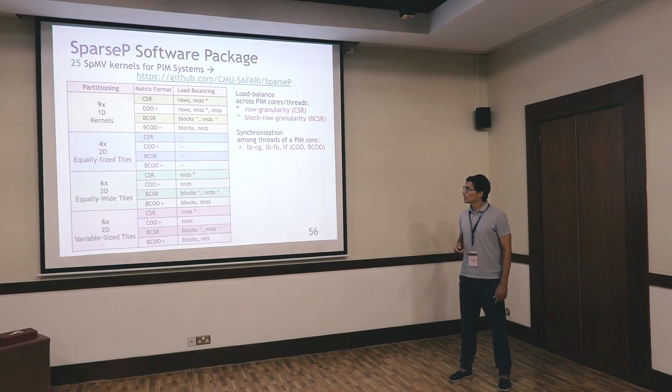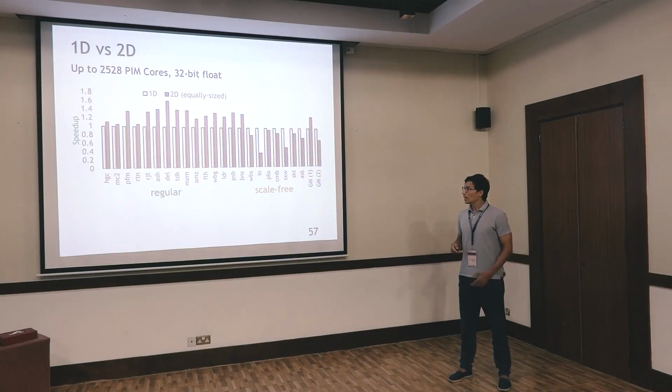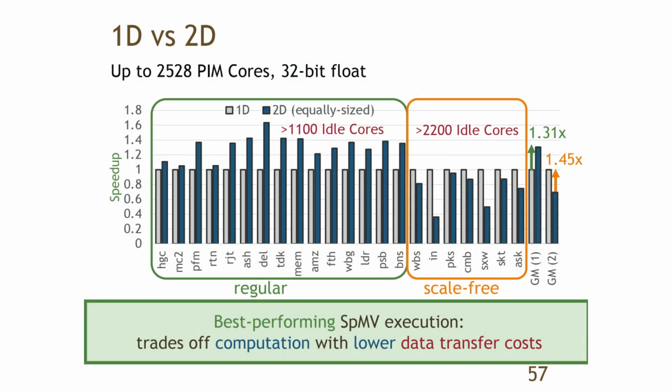So as I said in the beginning, in total 25 different sparse matrix vector multiplication kernels with different instruction formats, different data types as well, and very comprehensive analysis. I don't have many results here, just this comparison of 1D and 2D partitioning for different matrices, those that are regular and those that are more scale-free. As you can see, in general, 2D equally sized partitioning is better for regular matrices than 1D partitioning. It happens exactly the other way around for scale-free matrices.